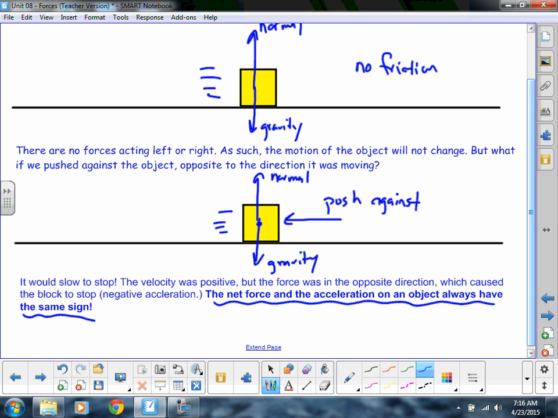Or if it was speeding up in the negative direction, that means that the force was pushing it in the negative direction. If you push against it to slow it down, then the force is pushing in the positive direction, and so the signs flip. That's the reason why. Positive acceleration does not mean speeding up. Sometimes it does, sometimes it doesn't. Negative acceleration does not mean slowing down. Sometimes it does, sometimes it doesn't. It's all about the direction of force. Force changes the motion of objects. If we change the motion of an object, it has to speed up, slow down, or change direction. That is acceleration.